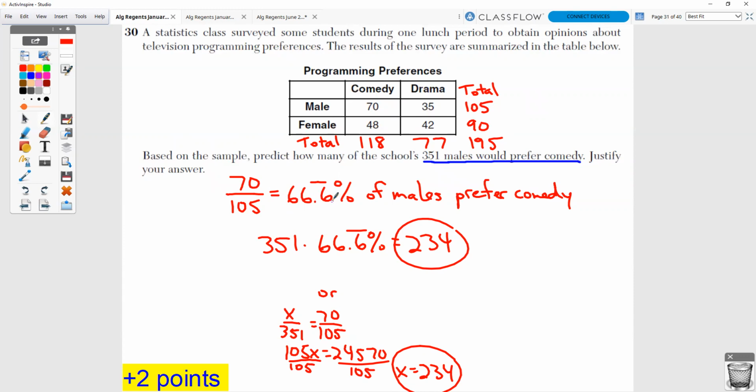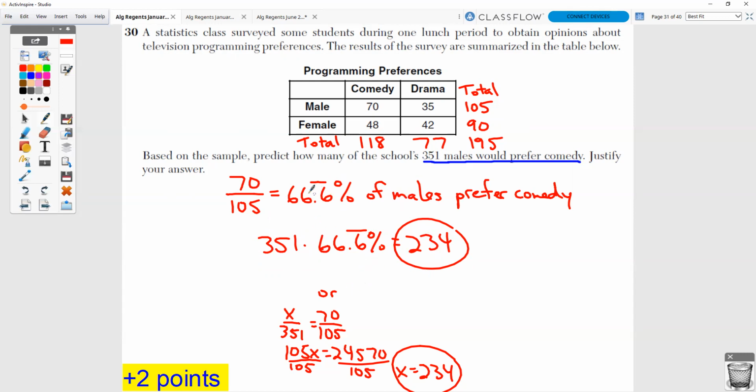But now you want to extrapolate that data. Out of 105 males surveyed, you want to know how many of the 351 males would like that. So that rate is going to carry down to here. We need to figure out what 2/3 or 66.6 repeating percent of the 351 males would be. Well, you multiply those two numbers together, you get 234.